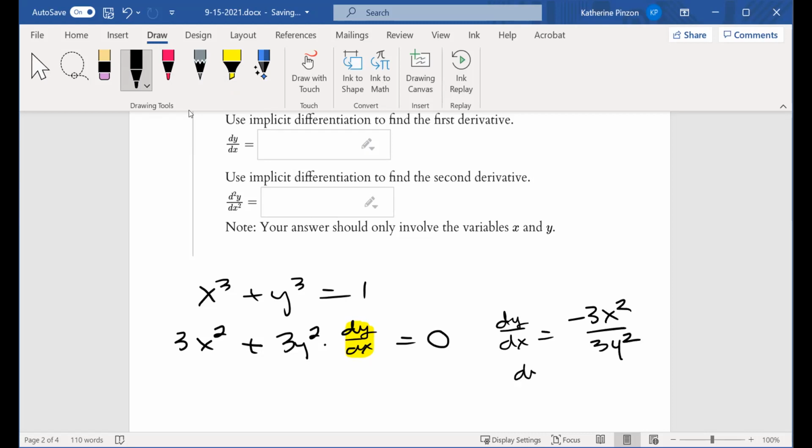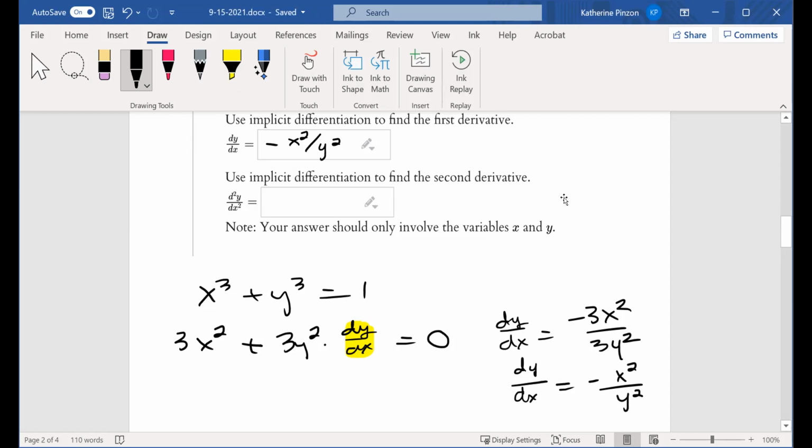I did that all in one step. So negative x squared over y squared. Okay, so that's dy dx. That's what I would put in this box here. I don't have to do that simplifying. You could put the negative 3x squared over 3y squared in that box. Doesn't matter. You can put either one in there.